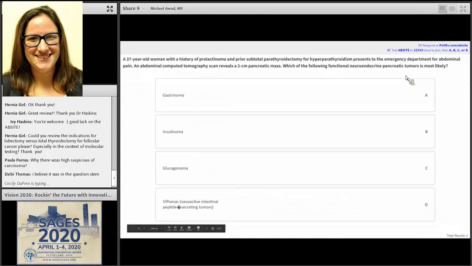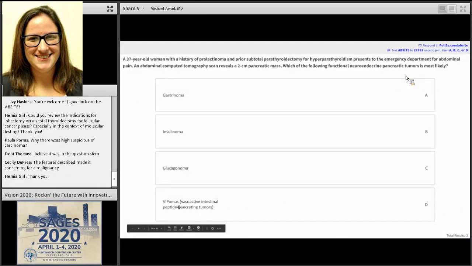A 37-year-old woman with a history of prolactinoma and a prior subtotal parathyroidectomy for hyperparathyroidism presents to the emergency department for abdominal pain. An abdominal CT scan reveals a 2-centimeter pancreatic mass. Which of the functional neuroendocrine pancreatic tumors is most likely? A, gastrinoma, B, insulinoma, C, glucagonoma, or D, VIPoma?